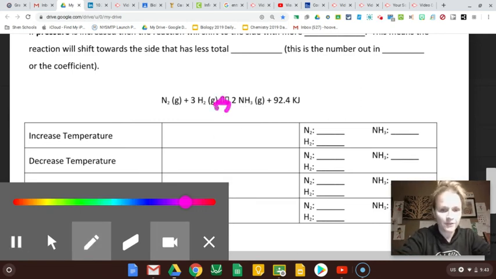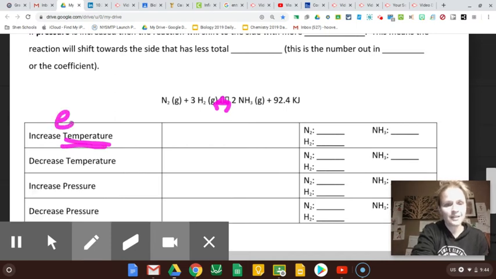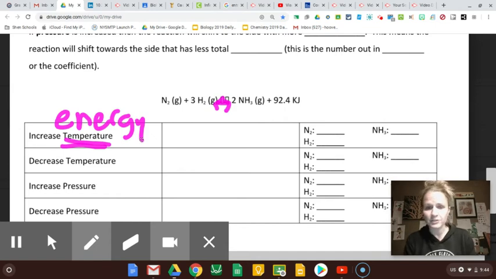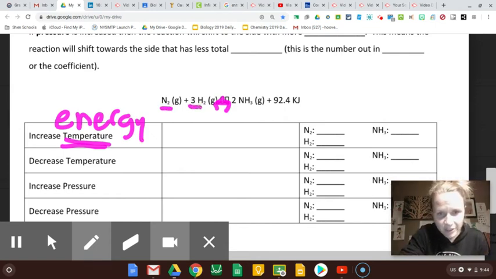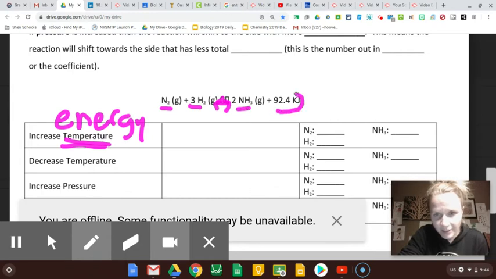Okay, back to our favorite reaction, the Haber process, the effects of temperature and pressure. So if you increase temperature, you're basically increasing energy, right? Because temperature, heat, it's like a type of energy. So when you increase temperature, which of these am I increasing? Which of these looks like energy? Oh, there it is. Okay.